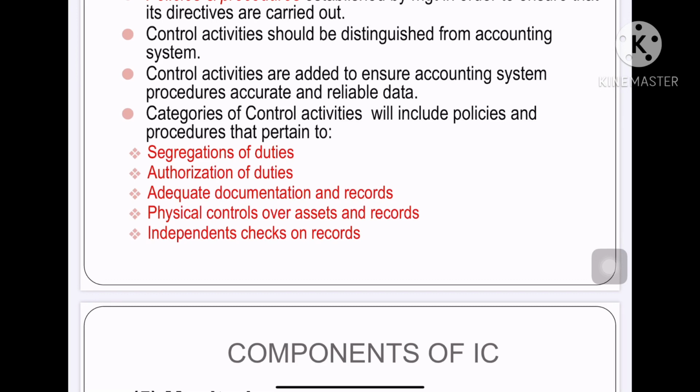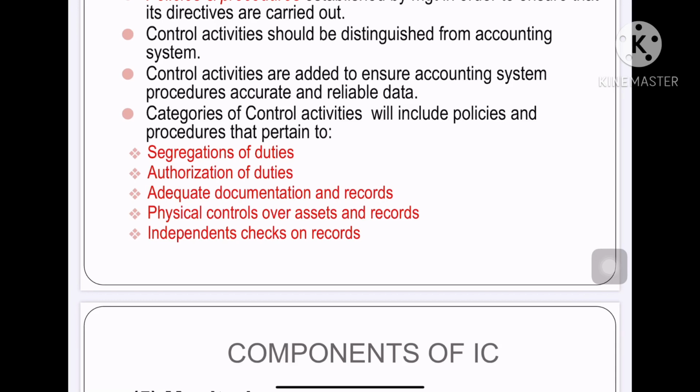Alright, physical control over assets and records. So the company should also have proper control over their assets, such as the total of the assets, to make sure that all the assets are in good condition and are not being misused by the staff and so on.